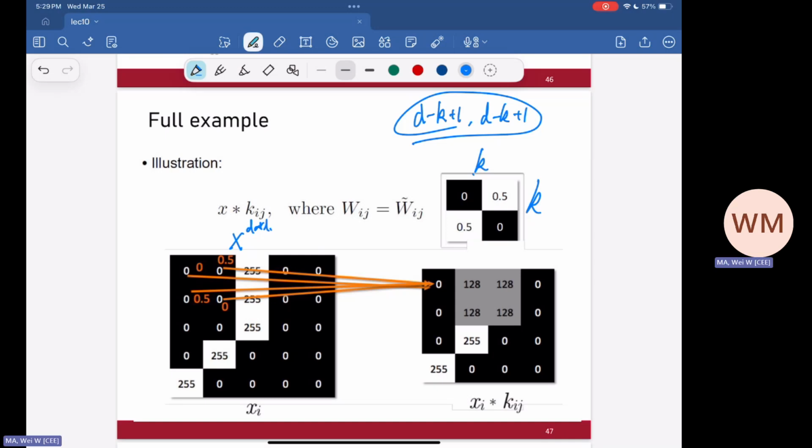And how many parameters do we have for this layer? For this case, we only have 4 parameters. So only these 4 are unknown. So you can see that this largely reduces the number of parameters.